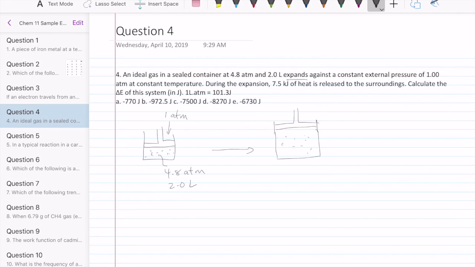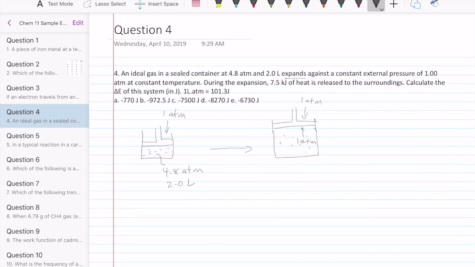The reason it expands is because the external pressure is 1 atmosphere. Since the pressure inside the gas container is higher than the pressure outside, the gas will expand until the pressure is now equal. They're both 1 atmosphere, so we have pressure equilibrium. The expansion occurs at constant temperature. And it says that during the expansion, 7.5 kilojoules of heat is released to the surroundings, right? So it's coming out from the system. And then calculate delta E.